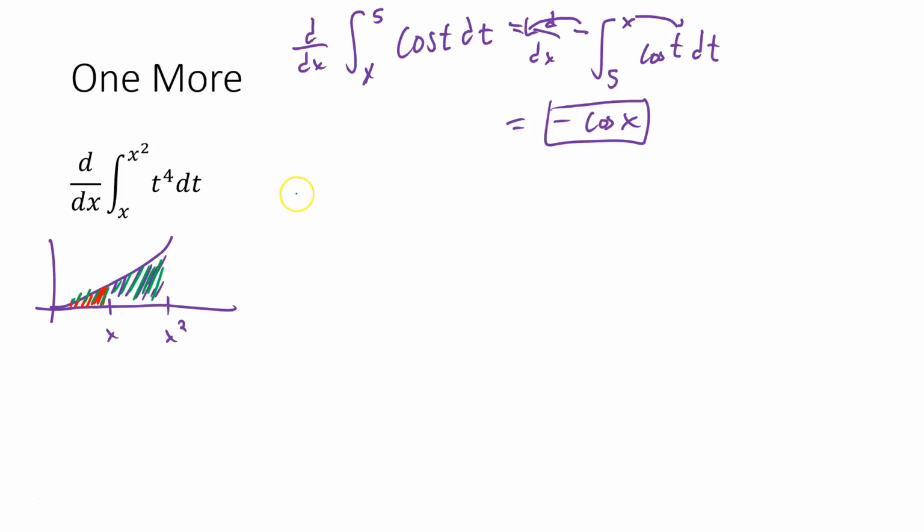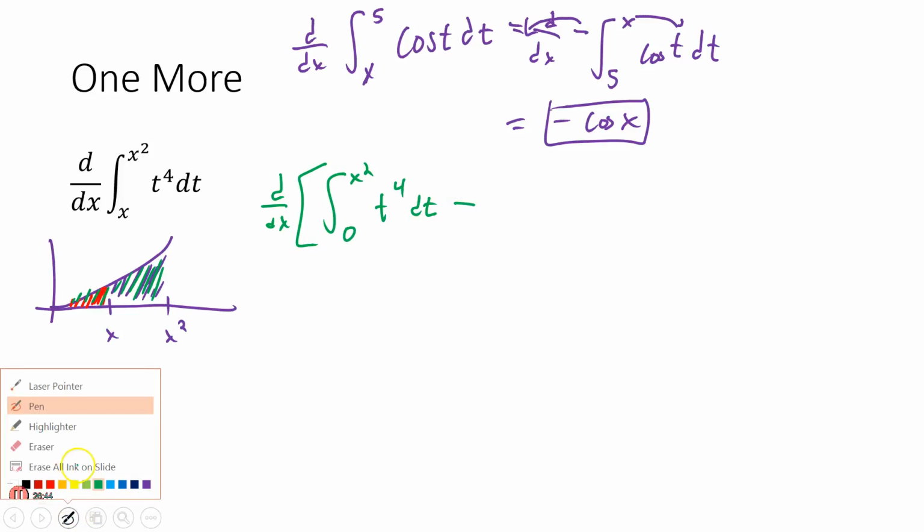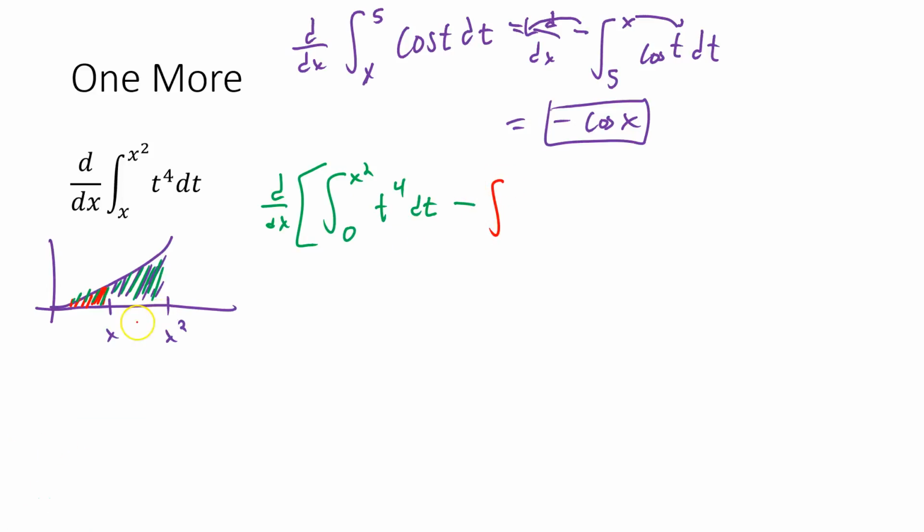So I want the derivative of the integral from 0 to x squared of t to the fourth dt minus my red integral, integral from 0 to x of t to the fourth dt. So this will always work. You can always take the top value, integrate from whatever value you want. I could have started at 1 if I wanted to. I could have done something between them even, but that would be maybe more difficult.